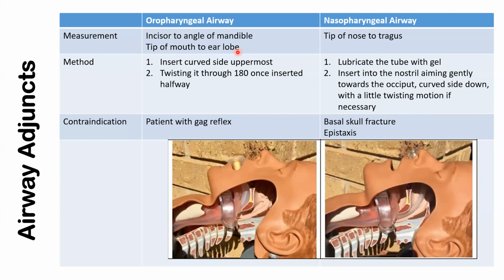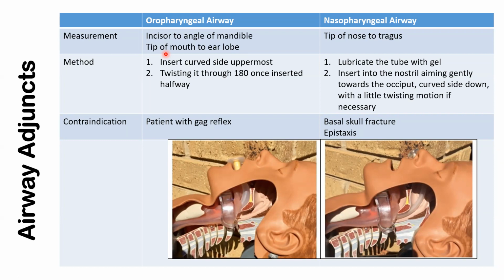However, if you choose a much bigger size, it will not sit at the angle of the mandible. Instead, it will occlude the airway, as I told you. If we choose a smaller one, it will not achieve the target that we want either. So we need to choose the appropriate size. Or the other way is to measure from the angle of the mouth to the earlobe. Angle of the mouth.